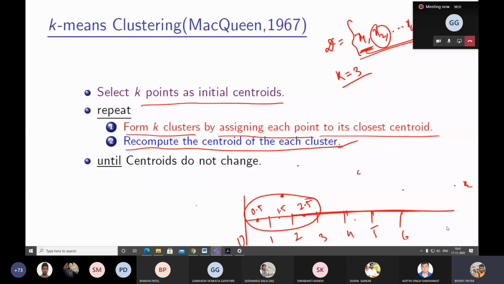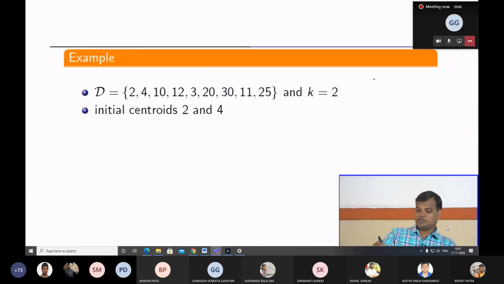Now we'll show one simple example of how K-means works. Still, if anyone has a doubt, I think it should be clear after this slide. Let's say you have a data set and it is a single-dimensional data set. That means no 2D, only 1D data. So each point is not a vector, each point is a scalar.